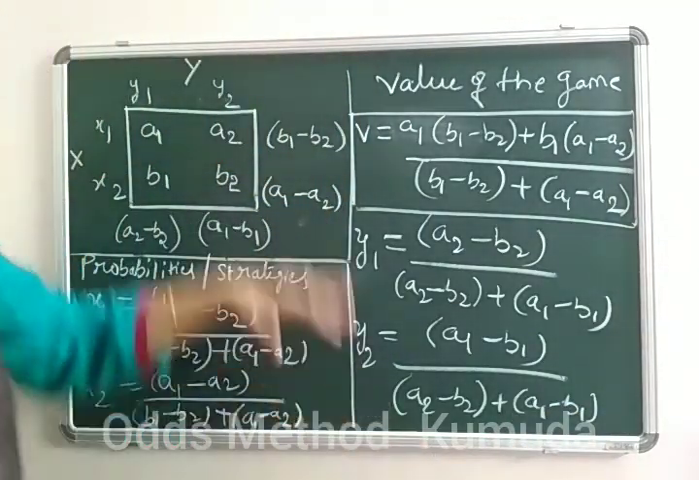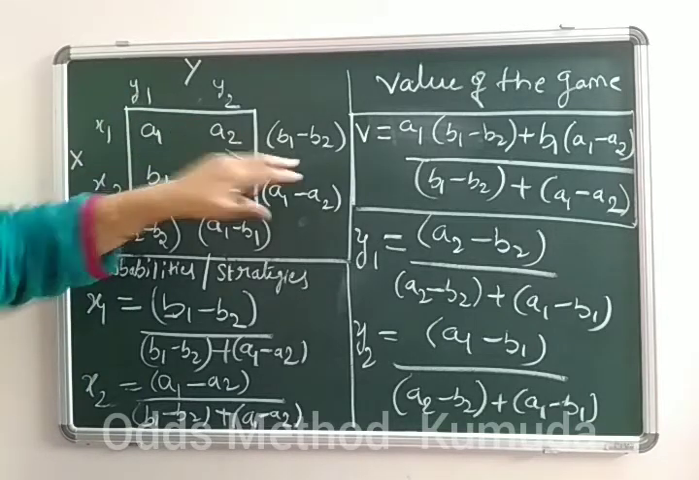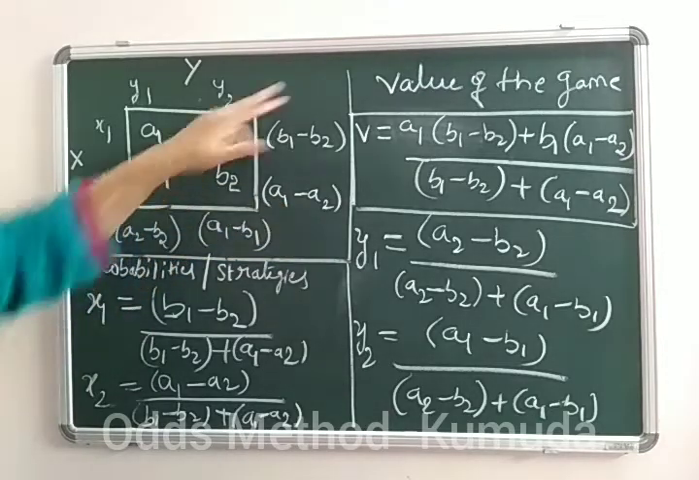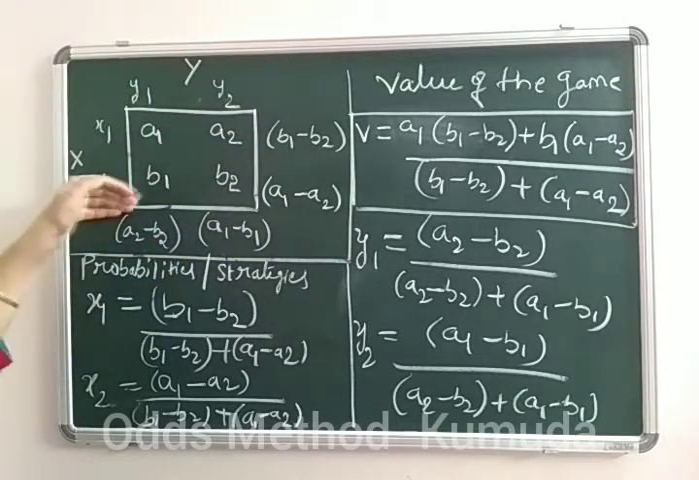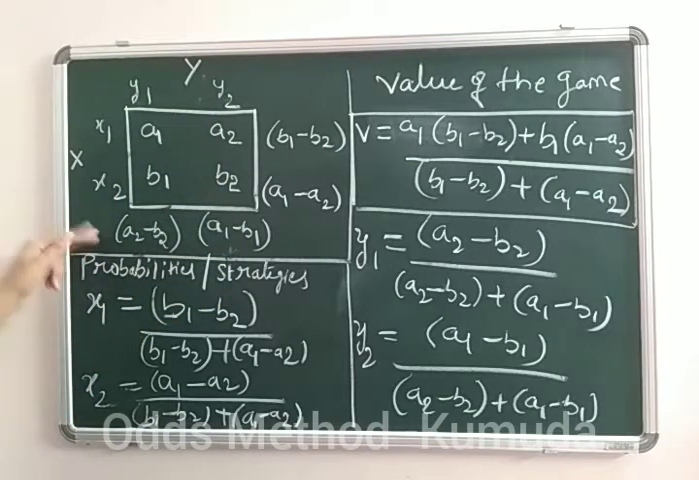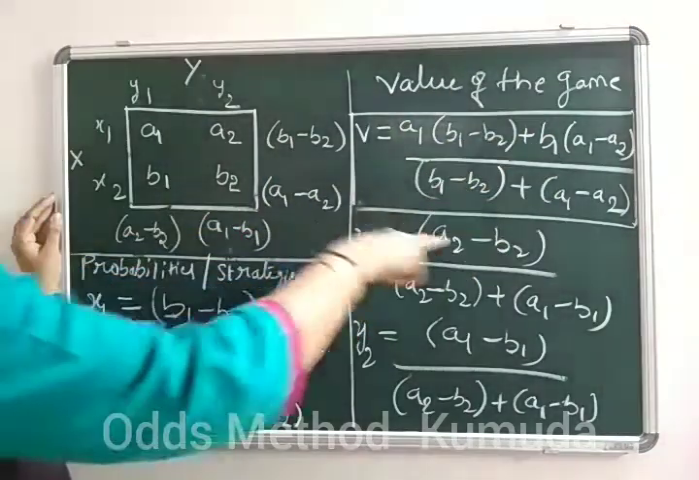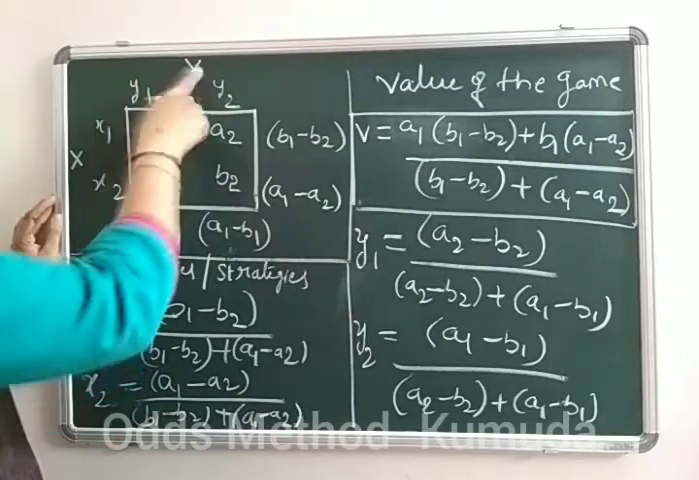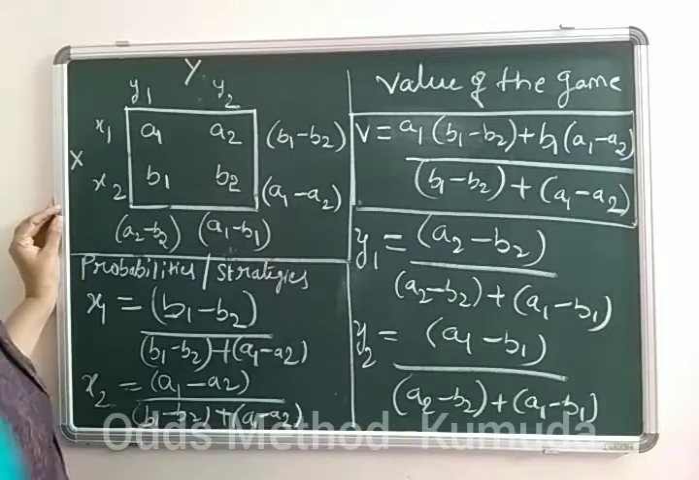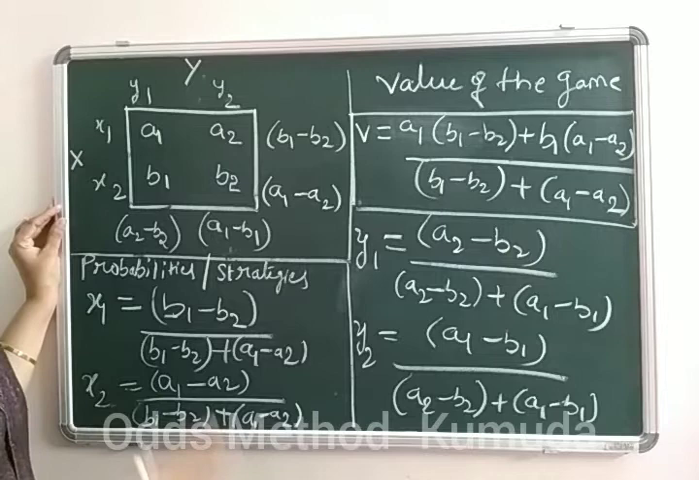So I would repeat: for a game solved by the odds method, we calculate the odds, called the differences. The first row difference is written in front of the second row, and the second row difference in front of the first row. Find the difference of the first column, right below the second column, and the difference of the second column, right below the first column. Once we do that, we calculate the value of the game, and that is the respective formula you have here. Since we have two players X and Y, and both have two strategies each, we calculate the strategies also. So this is the basic of the odds method. The same thing I will explain with an example.